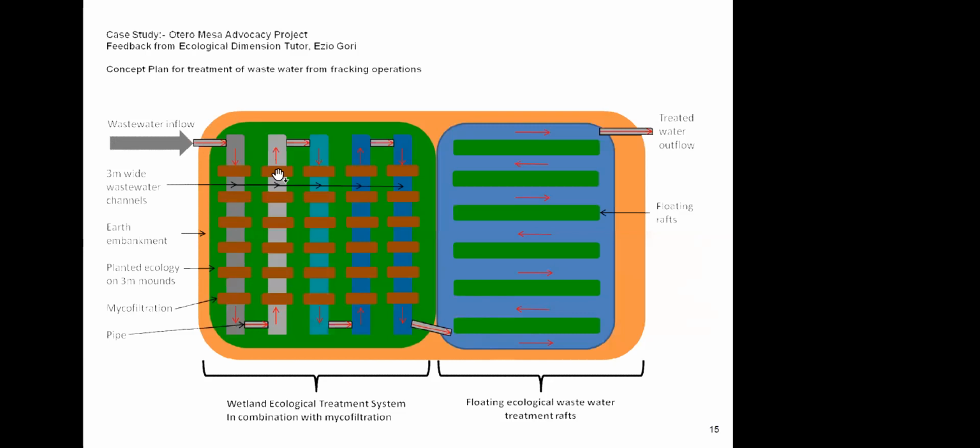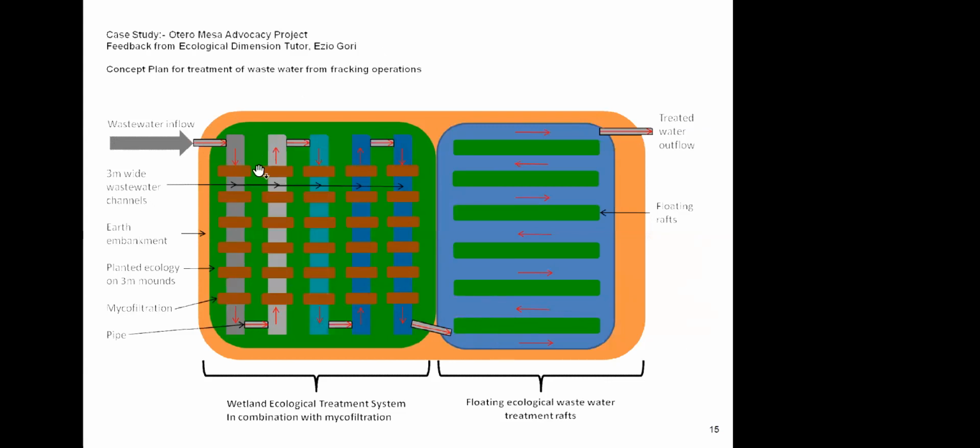So this is a plan view. It meanders along these channels, and as it meanders along, it engages with plant habitat that's grown in the green areas. Eventually it moves out into a lagoon where you've got more floating rafts, but this could at least clean it, and you can start using this water to irrigate and restore the natural landscape around here.